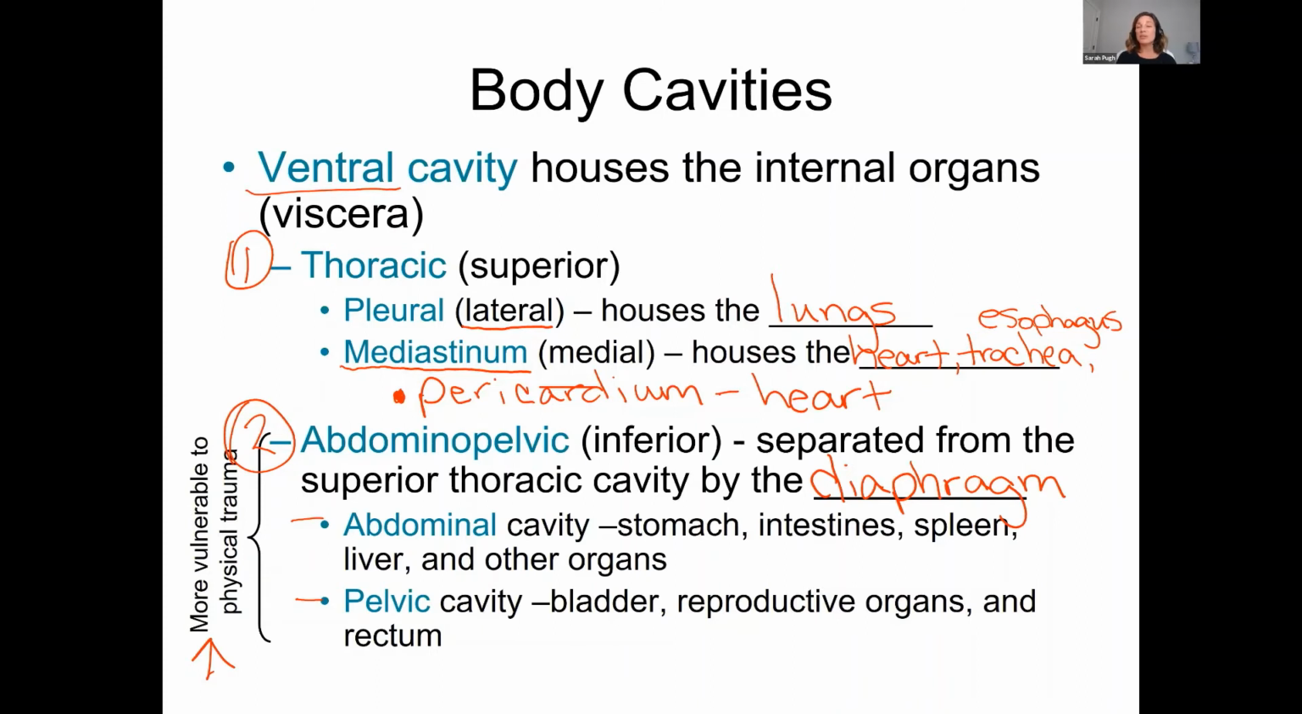And then another form of protection that you do have, not bony protection, but in the abdominopelvic cavity, you also have your abdominal muscles. So you actually have 4 layers of abdominal muscles that are also protective. It's protection, it's just not bony protection. And this is why your abdominopelvic cavity is more vulnerable to physical trauma than the thoracic cavity. Okay, it's lacking the bony protection.